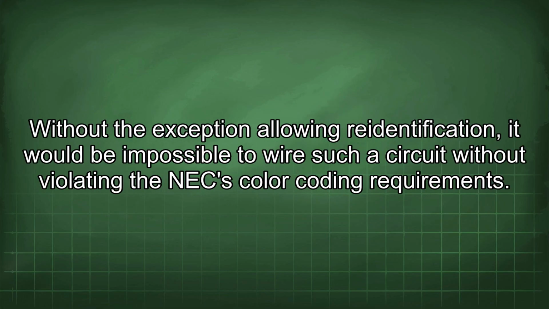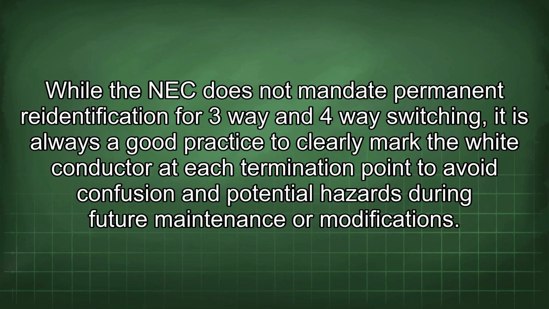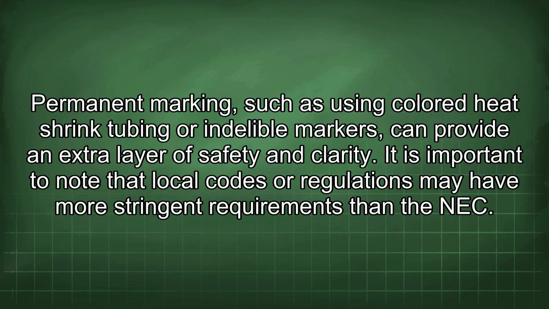Without the exception allowing re-identification, it would be impossible to wire such a circuit without violating the NEC color coding requirements. While the NEC does not mandate permanent re-identification for three-way and four-way switching, it is always a good practice to clearly mark the white conductor at each termination point to avoid confusion and potential hazards during future maintenance or modification. Permanent marking, such as using colored heat shrink tubing or indelible markers, can provide an extra layer of safety and clarity. It is important to note that local codes or regulations may have more stringent requirements than the NEC.